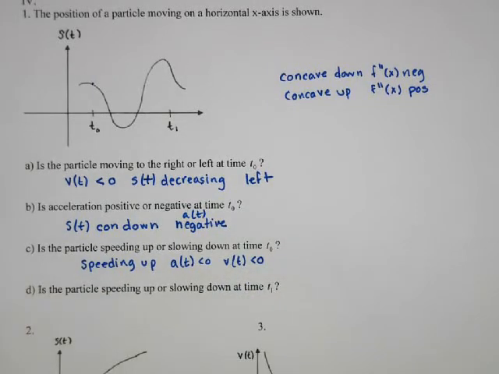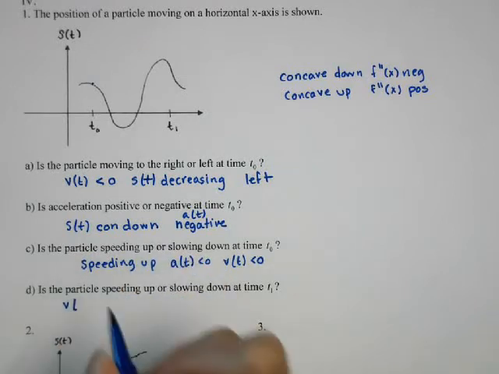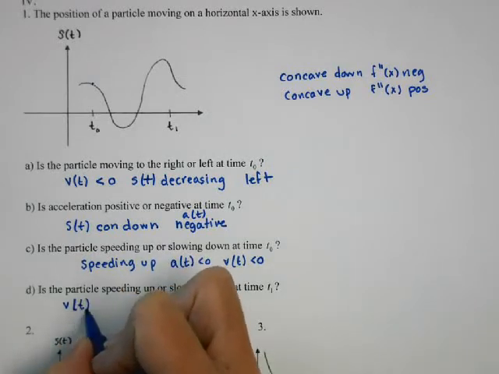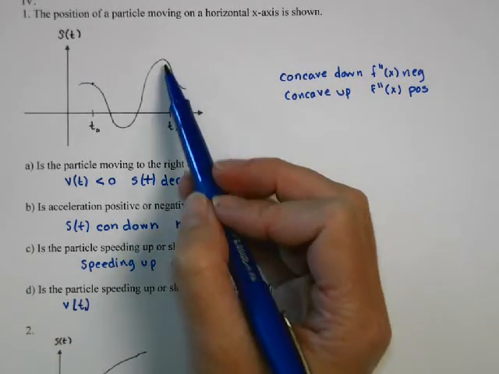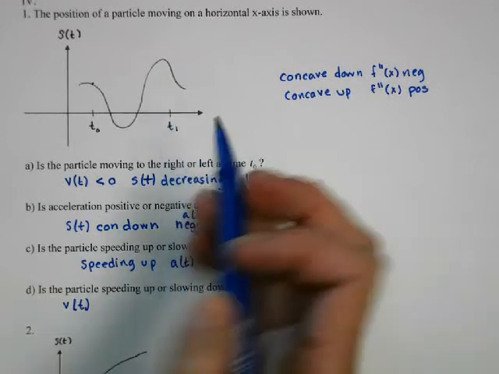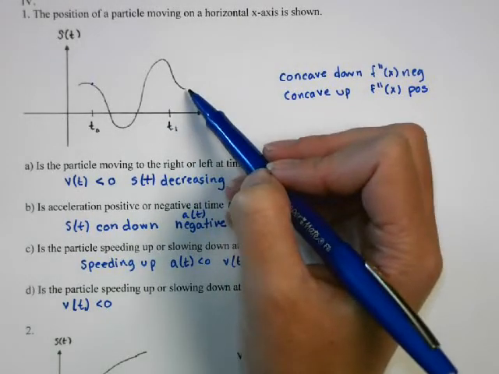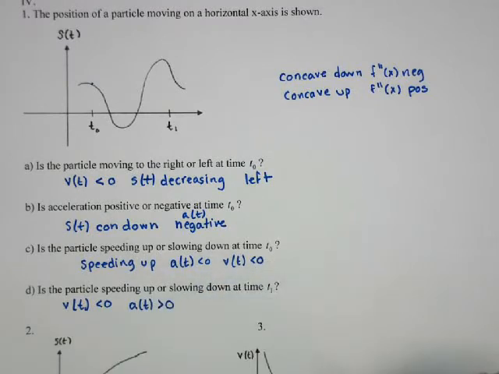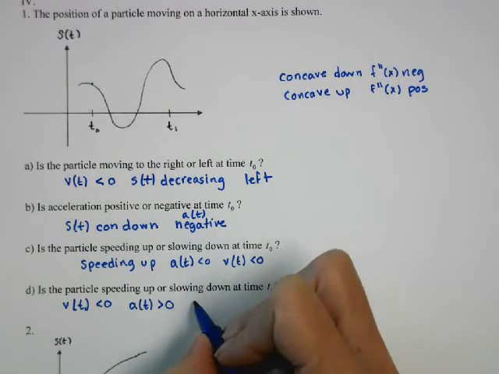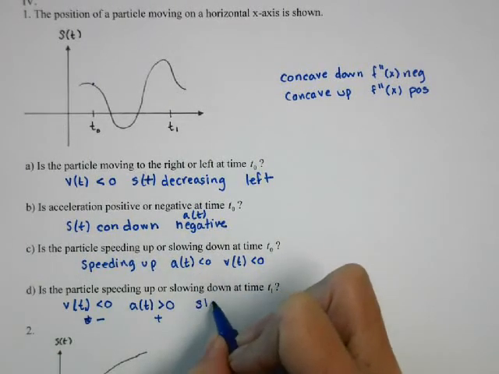And then is the particle speeding up or slowing down at t1? So we're going to do the same analysis. So first let's look at the velocity at t1. The velocity is going to be negative because it's decreasing, so the derivative there would be negative. The acceleration, that's going to be concave up, so my acceleration is going to be greater than 0, which means they're different signs. This one's positive, this one's negative, which means it's going to be slowing.